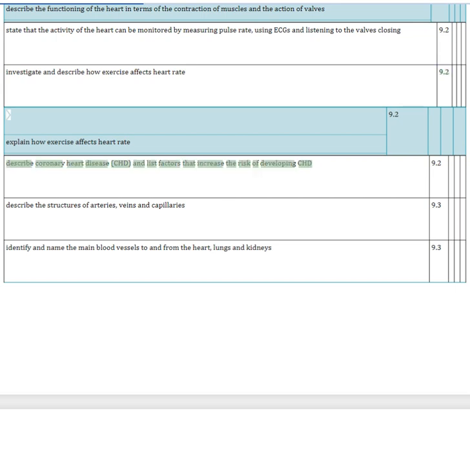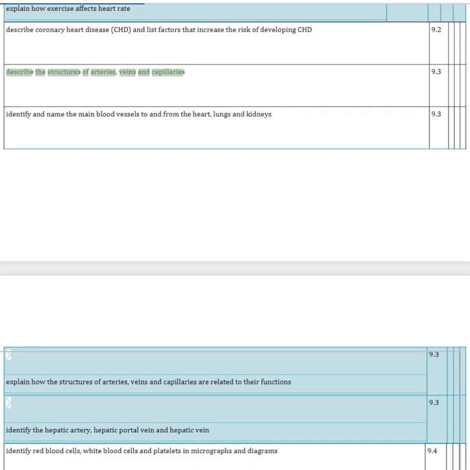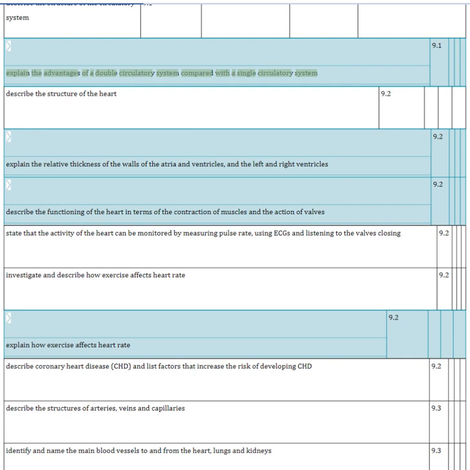9.2. Describe coronary heart disease and list factors that increase the risk of developing CHD. 9.2. Describe the structures of arteries, veins, and capillaries. 9.3. Identify and name the main blood vessels to and from the heart, lungs, and kidneys. 9.3. Explain the advantages of a double circulatory system compared with a single circulatory system.